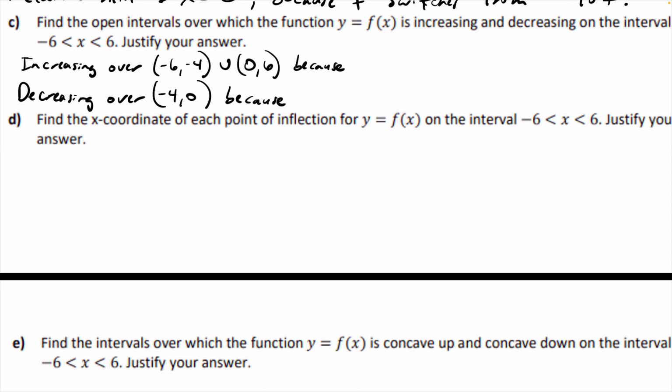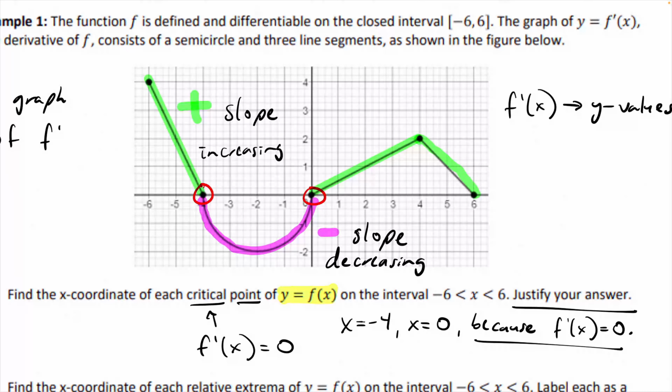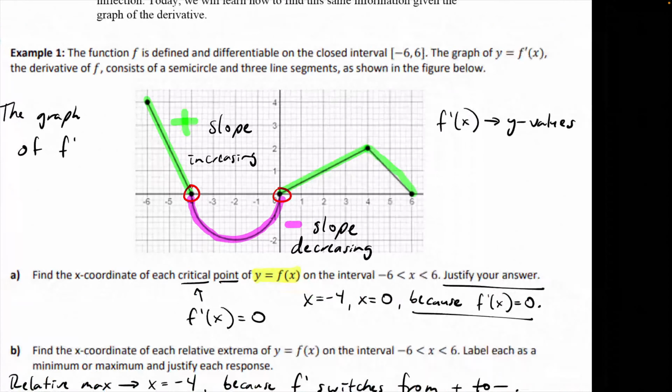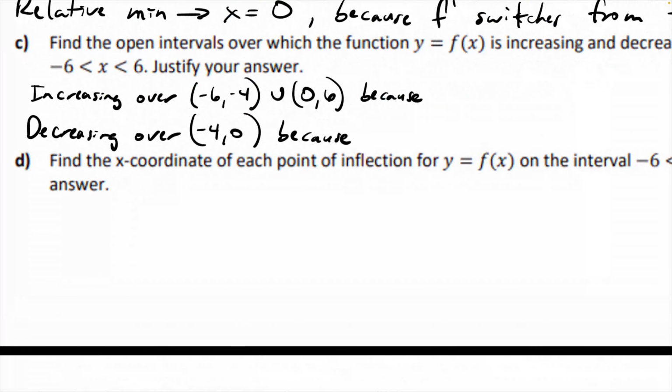Okay, so how do we know it was increasing from -6 to -4 and also from 0 to 6? How did we know? Because the slope of the original is positive. F prime is positive, greater than 0. You can use notations like that. You can say f prime is positive in words, but you don't need to. You can use symbols, greater than 0.